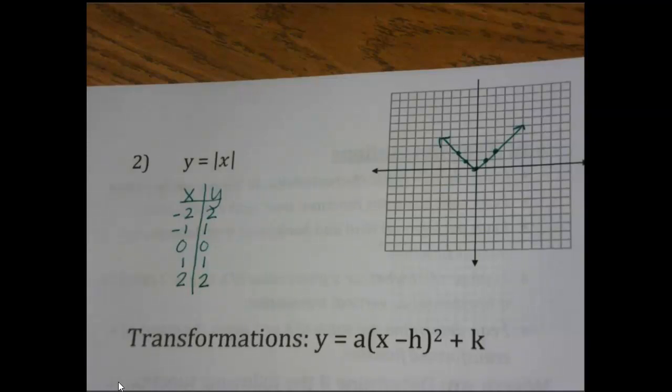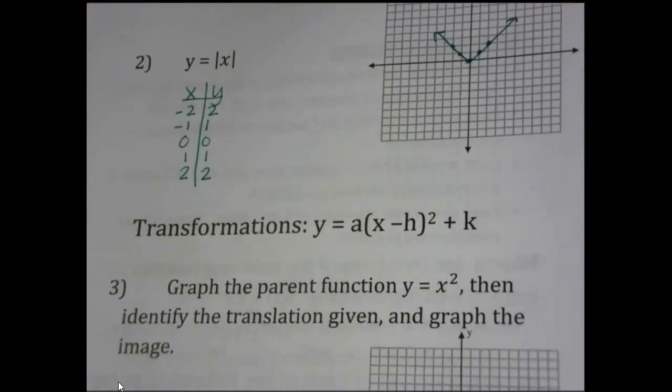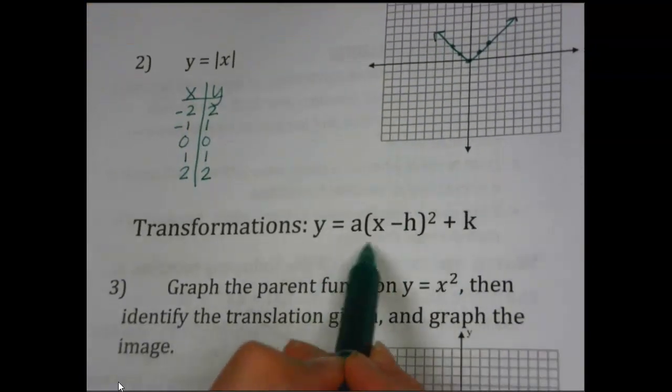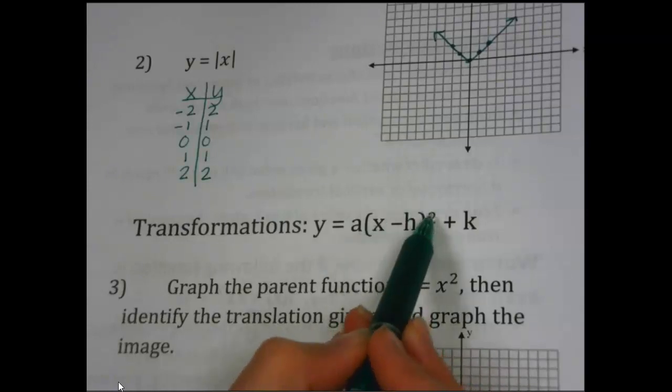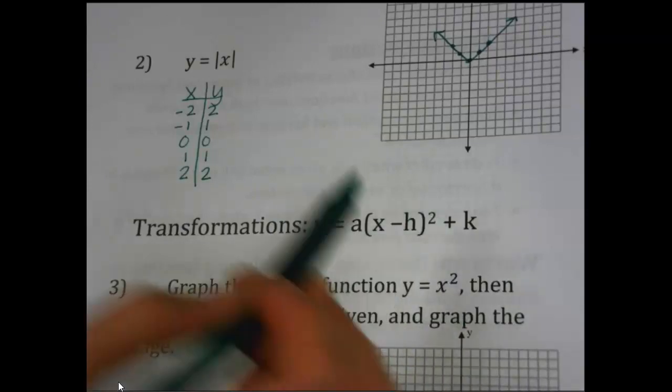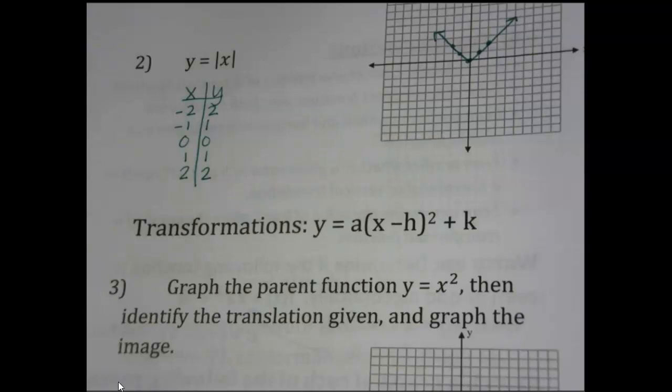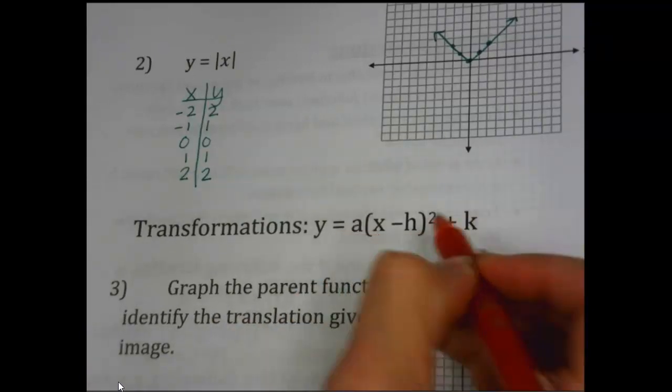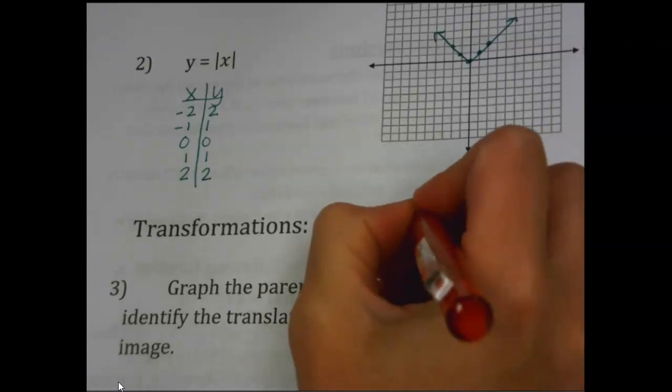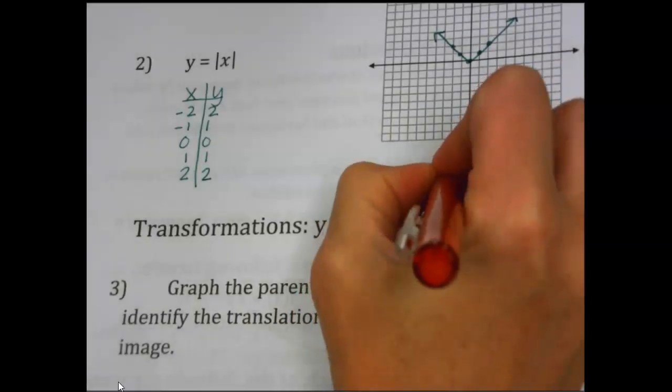All right, so let's talk about transformations. This is our equation for transformations. You'll see the parent function, the x squared, has been added to. So each one of these extra letters does something different. So let's start with the h. This h value right here shifts left or right.